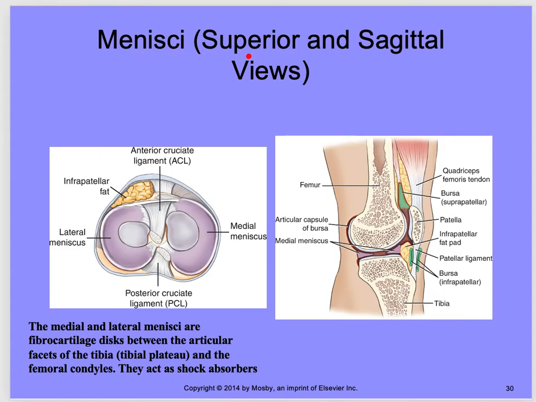So your menisci, your superior and sagittal views. Your medial meniscus, your lateral meniscus, you can see your anterior cruciate ligament, you can see the infrapatellar fat pad that's in the knee. And then on the side here, you can see your medial meniscus. You can't see your lateral, but your femur rides on those menisci, and basically it's a shock absorber. The medial and lateral menisci are fibrocartilage discs between the articular facets of the tibia, the tibial plateau, and the femoral condyles. They act as shock absorbers, okay? So medial and lateral meniscus, the shock absorbers on the tibial plateau.